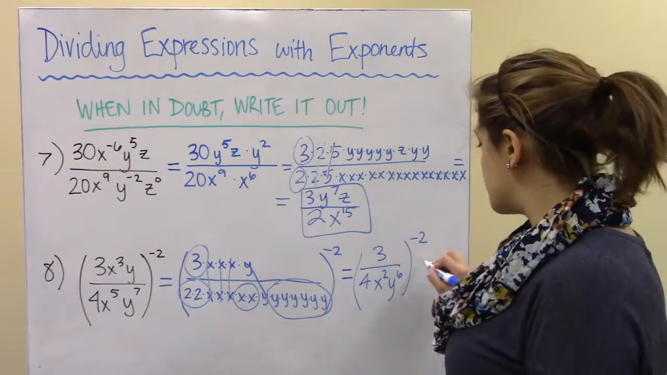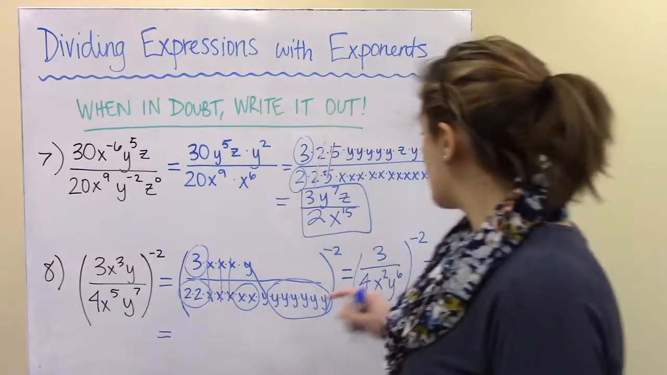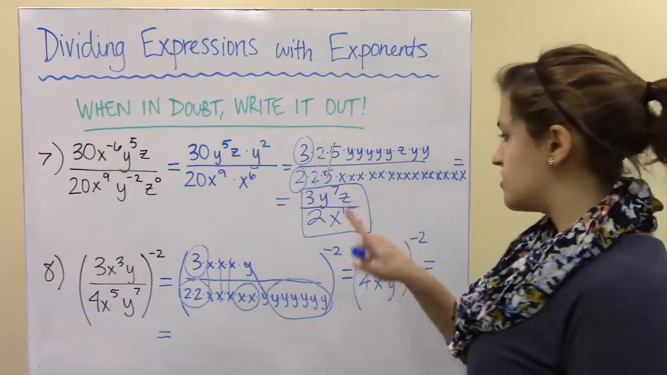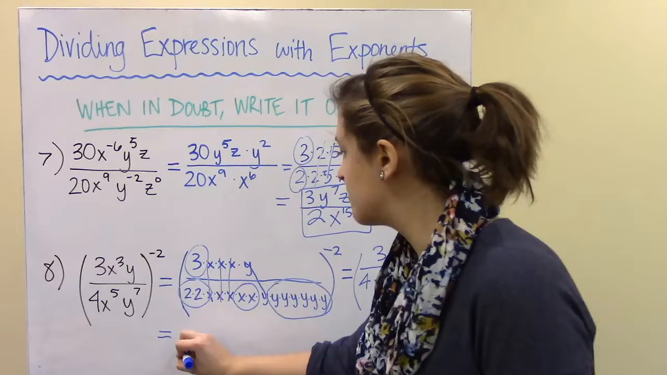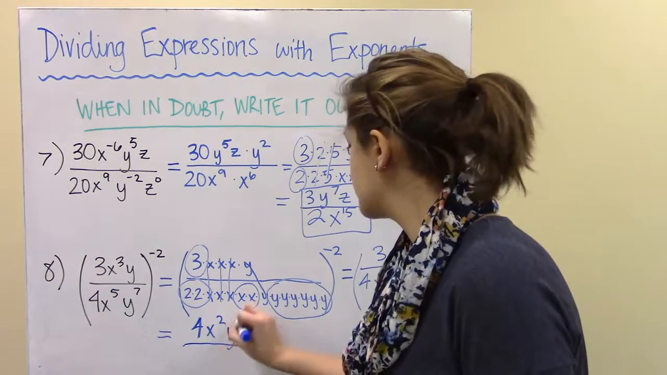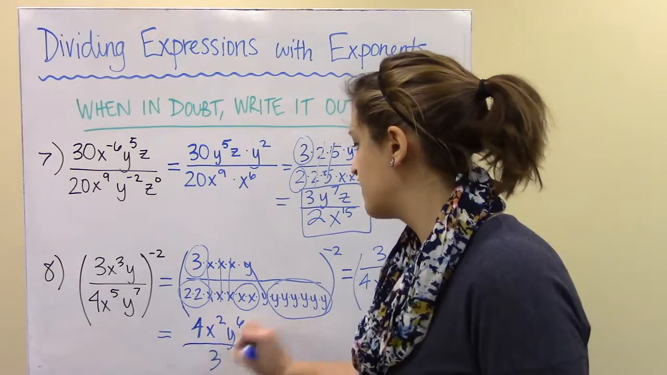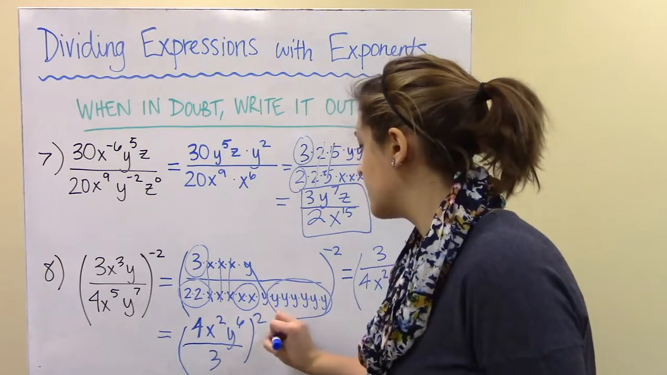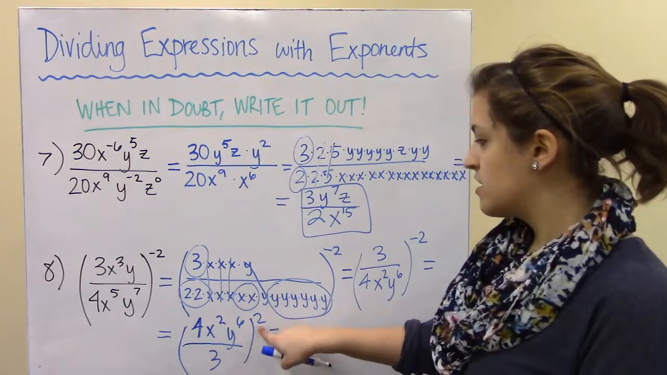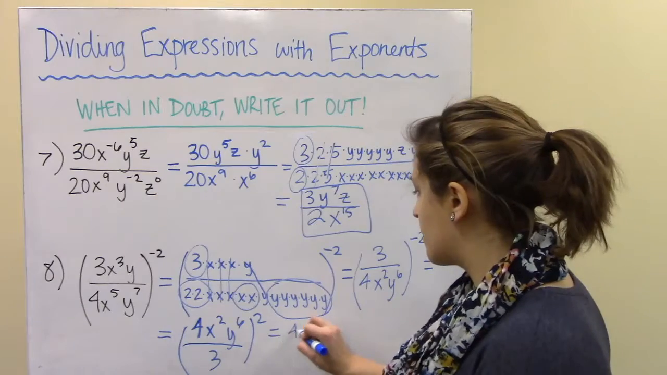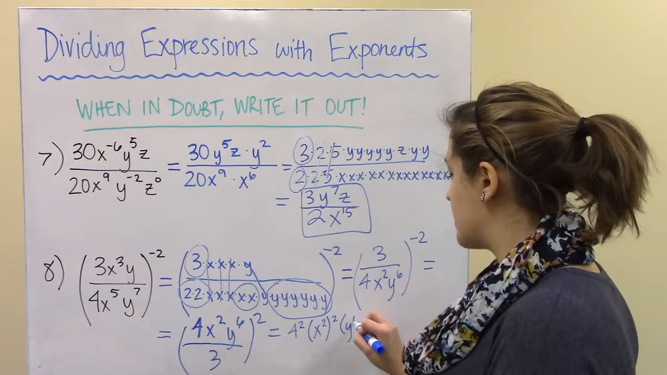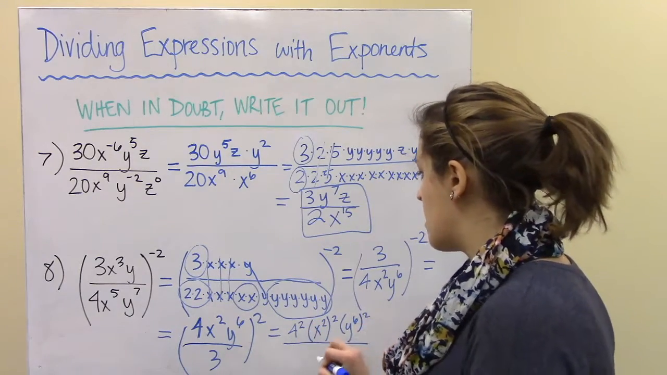So now what I can do is take this, and I'm going to flip everything and put every single term to the 2. I'm going to square it. So I'll have everything flipped. I'm going to have 4x squared y to the 6th over 3. And this is now all just squared, no more negatives. So now I can put every single term to the 2. So I'm going to have 4 squared times x squared squared times y to the 6th squared all over 3 squared.